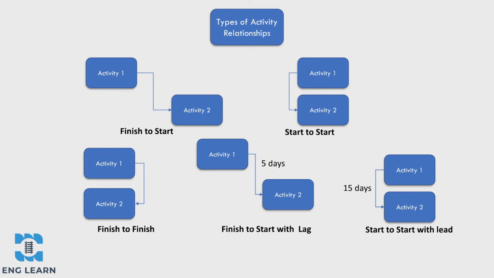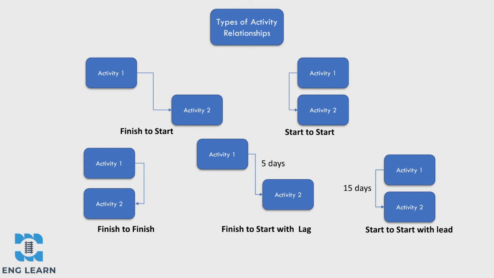Another type of activity relationship is a start to start relationship, which means that activity 2 can't begin until activity 1 has started. This is known as a must start together relationship. These are less common, but an example might be trenching across a road can't start until a road closure is started.